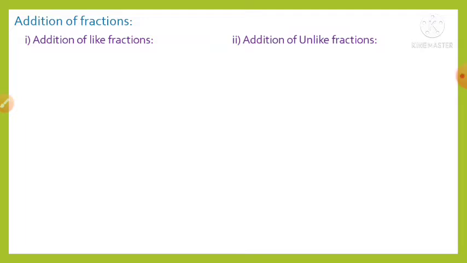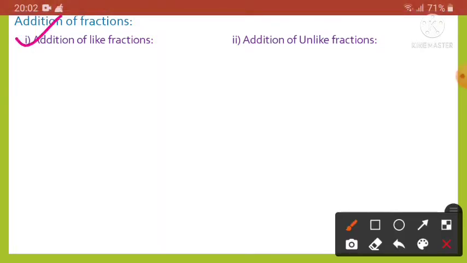The addition of fractions can be divided into two categories. Number one is addition of like fractions and number two is addition of unlike fractions. We have already learned about like fractions and unlike fractions. At first we will deal with addition of like fractions. We know that when denominators are the same, these fractions are known as like fractions.